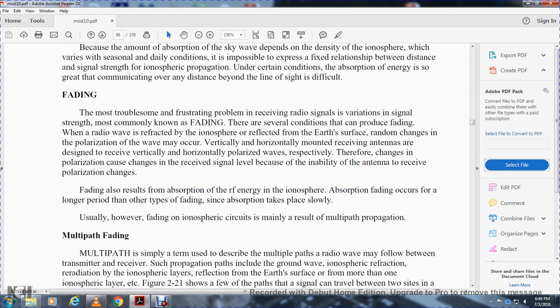The most troublesome, frustrating problem in the receiving of radio signals is the cyclical variation in strength, most commonly known as fading. A simple condition that can produce fading is a radio wave refracted from the ionosphere and reflected from the Earth, where the polarization of the wave may change randomly, so that it may be vertical or horizontal, differing from what the receiving antenna is designed to receive.